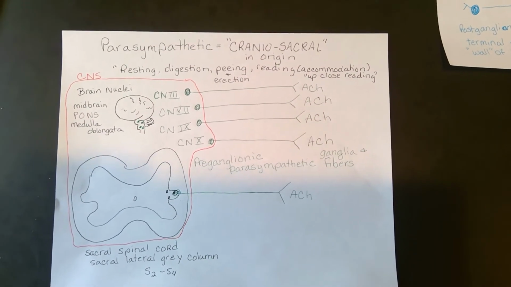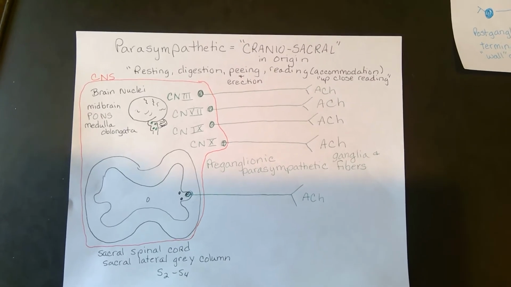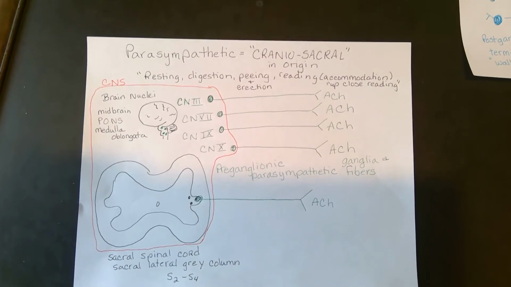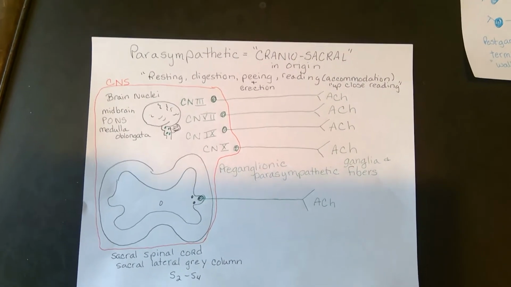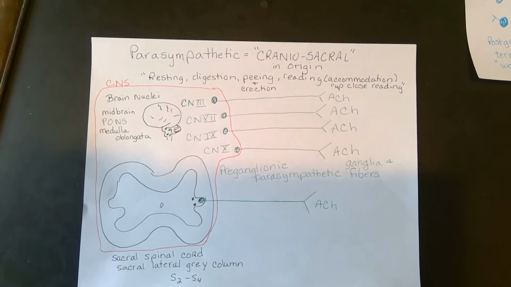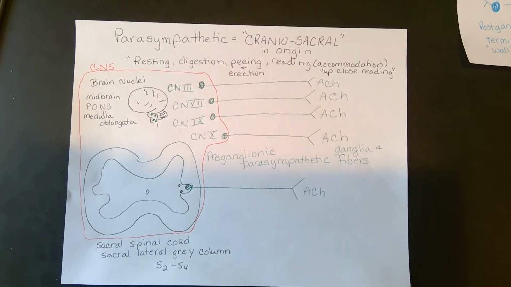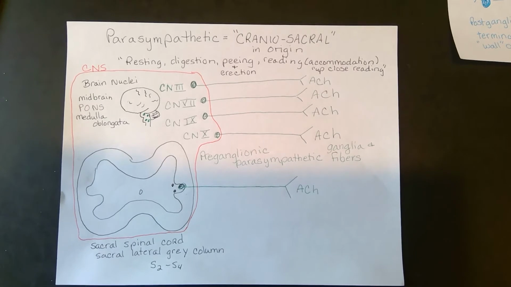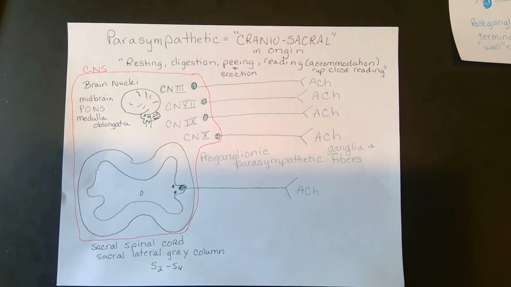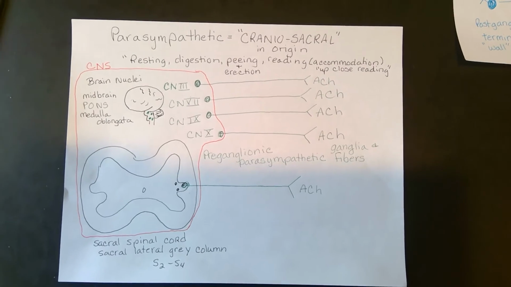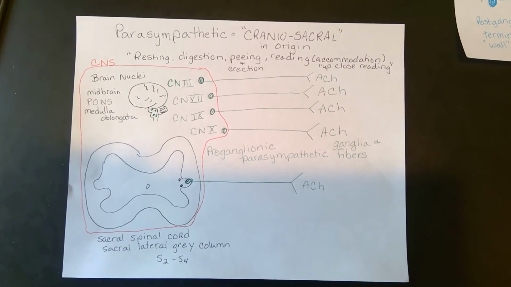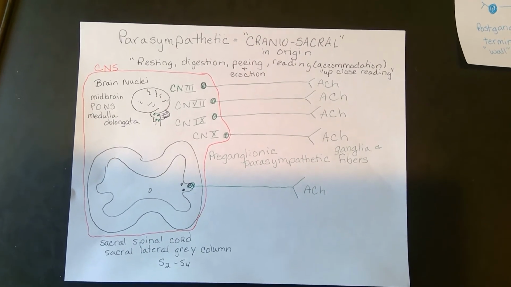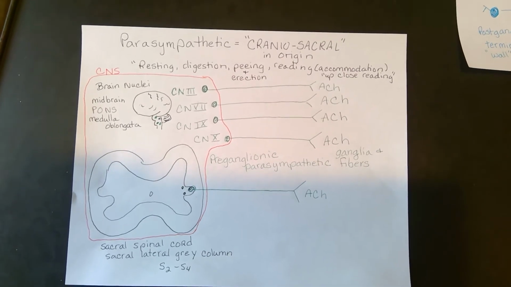There are 4 cranial nerves that originate from the midbrain, pons, and medulla oblongata. Cranial nerve 3 is called the oculomotor nerve. Cranial nerve 7 is called the facial nerve. Cranial nerve 9 is the glossopharyngeal. Cranial nerve 10 is called the vagus nerve. Those are all preganglionic parasympathetic ganglia. They are again found in brain nuclei. You do not need to memorize specifically which brain nuclei they come from.